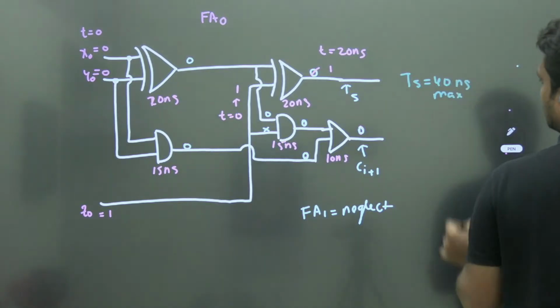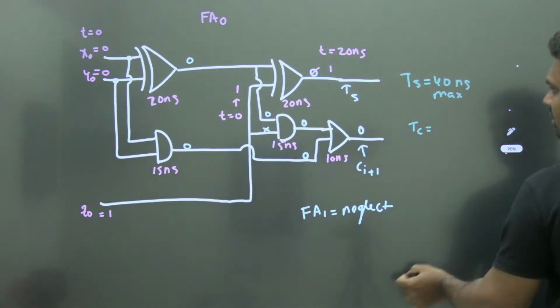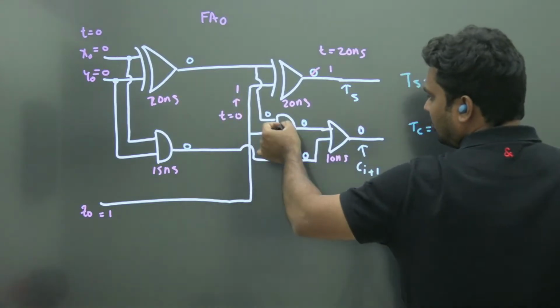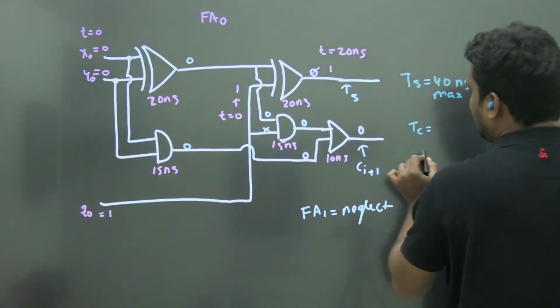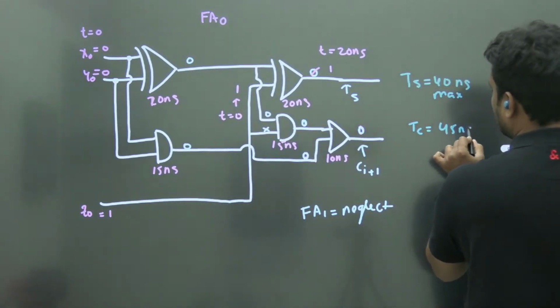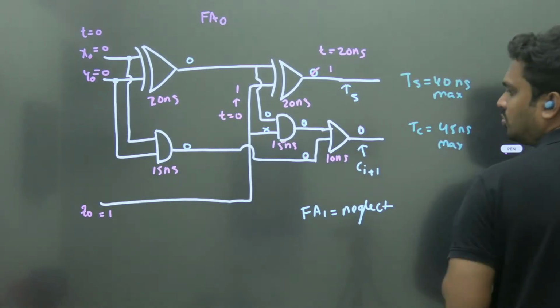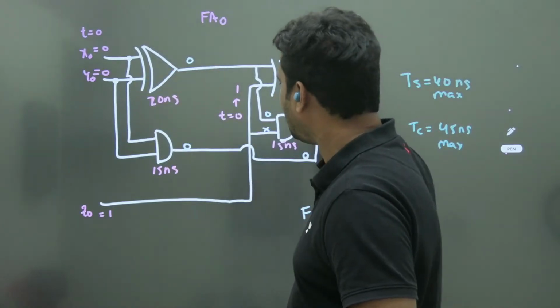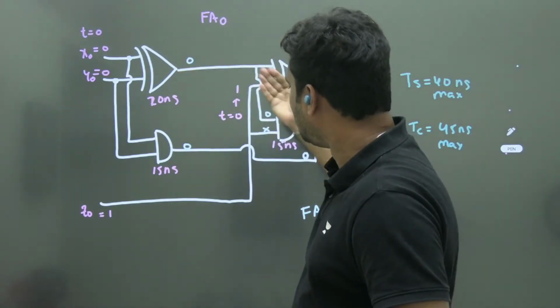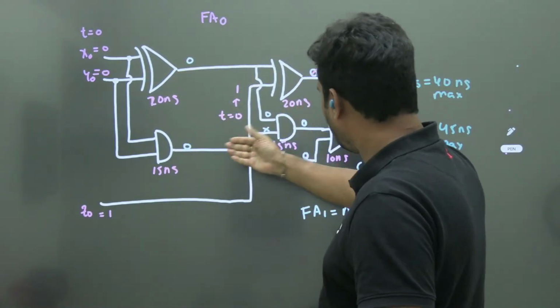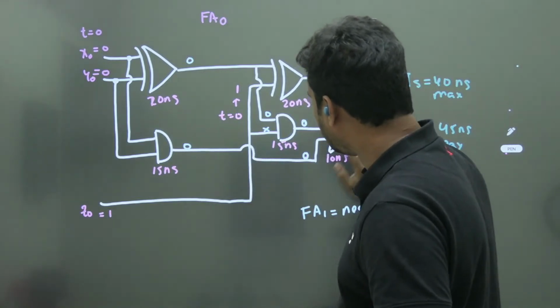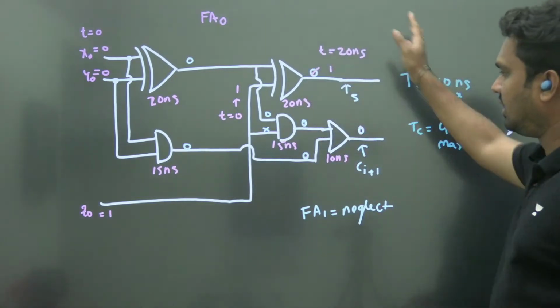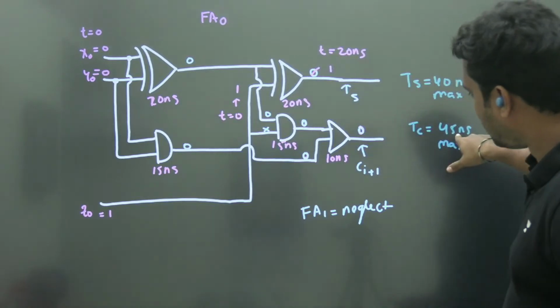40 nanoseconds. What is the maximum delay for carry? It is 20 and 15, 35, plus 10, 45 nanoseconds is the max, provided all inputs are available. If you apply all the inputs, it requires 40 nanoseconds. This requires 20 plus 15, 35. Already by the time this input is available, plus 10, 45. So at any given case, the FA carry answer will not be more than 45.